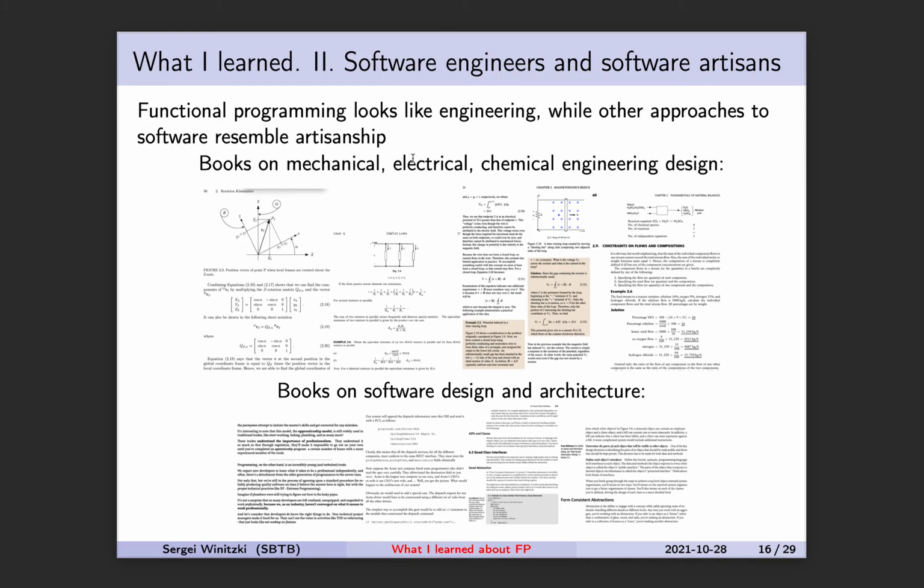If you look at books on mechanical, electrical, and chemical engineering design, then the books look like this. A lot of equations, a lot of diagrams, a lot of calculations. The books on software design and architecture look like this. Good class interfaces and consistent abstractions. Write good code and don't write bad code. That's what they tell you. So that is a big contrast. So they're not really engineering. They're artisanship.